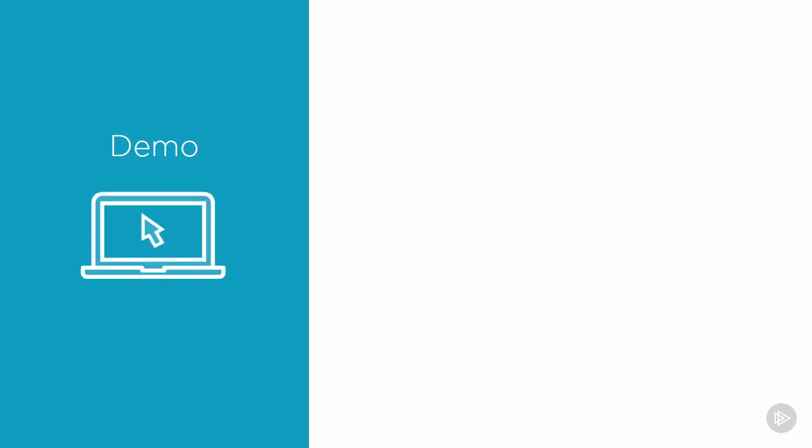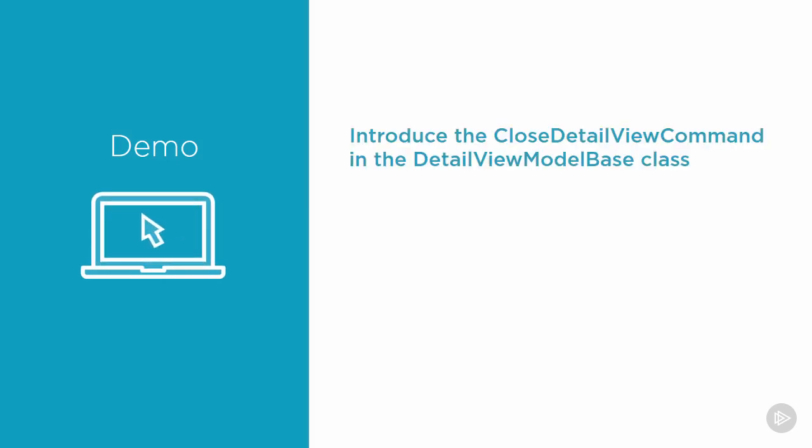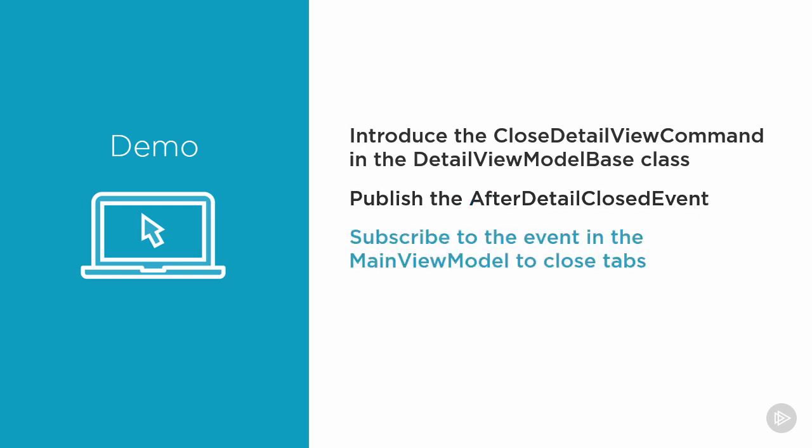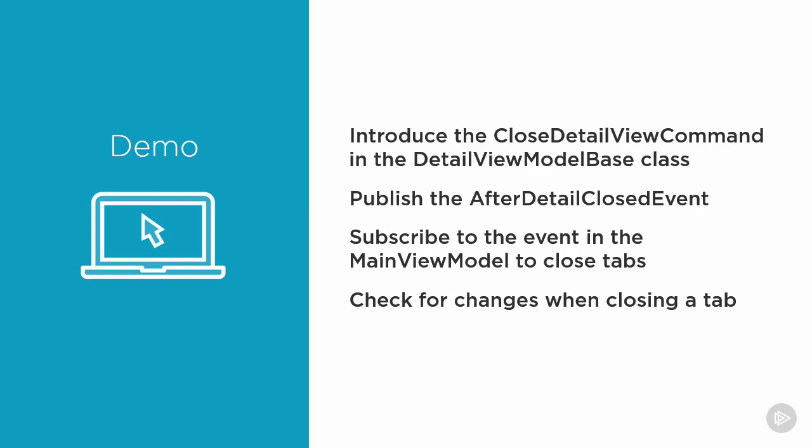In this demonstration, we will introduce the closeDetailViewCommand property in the DetailViewModel base class. When this command is executed, we will publish the AfterDetailClosed event. You will subscribe to this event in the main viewModel to close the tabs in the Friend Organizer application. After we have done this, we will also check for changes when closing a tab, so that we can allow the user to cancel the closing action. Now let's start with the closeDetailViewCommand property.